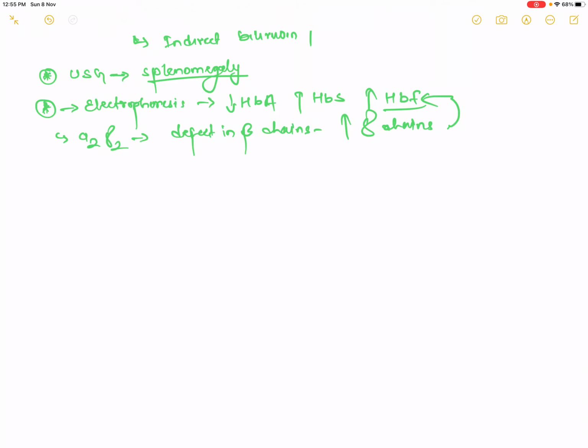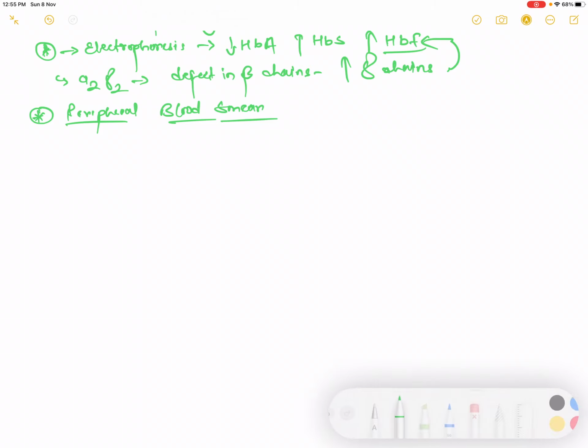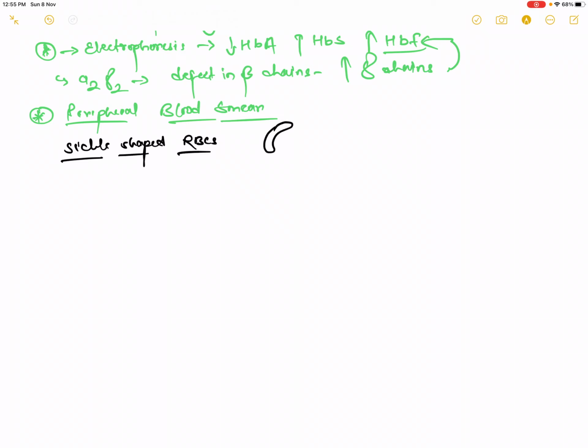All right. Now a very important test that can be done is peripheral blood smear to diagnose sickle cell anemia. On peripheral blood smear, what we see are sickle-shaped RBCs. These sickle-shaped RBCs are numerous and very important in diagnosis.